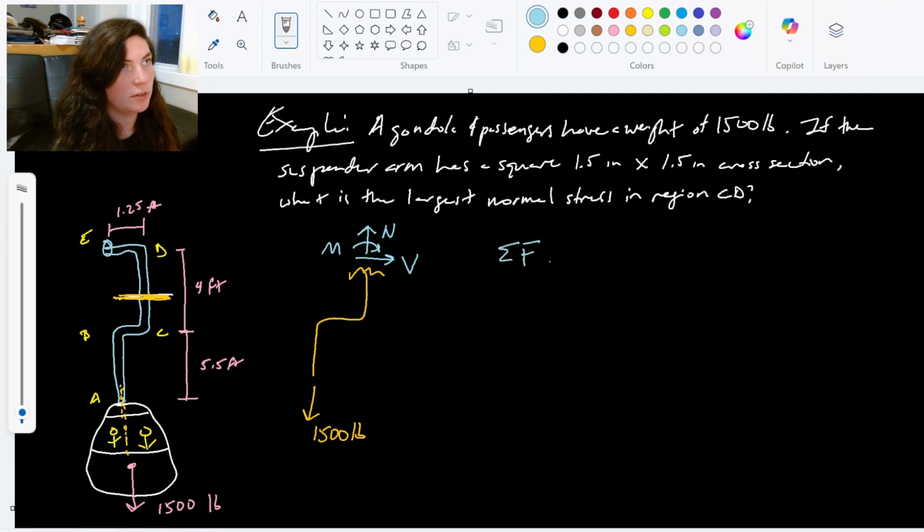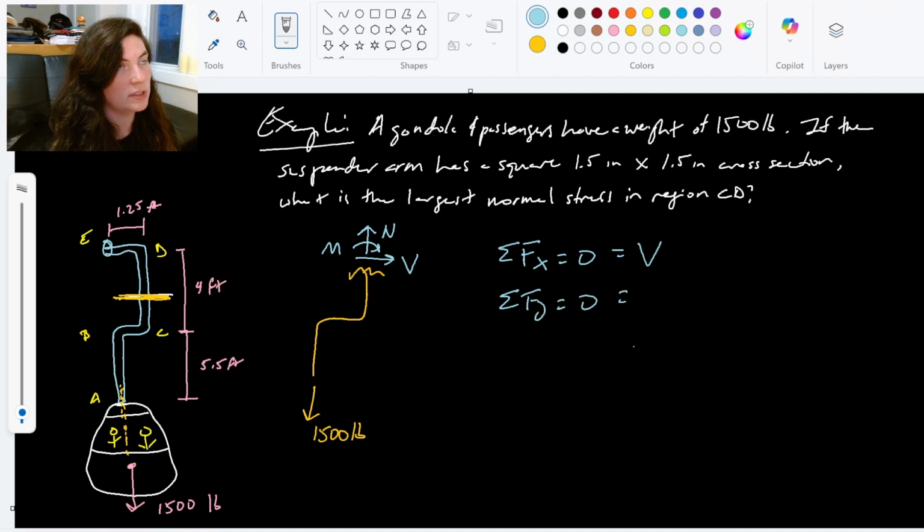Let's start with the easiest one first here. Our sum of forces in the x direction is 0, and there's no shear, right? Shear is the only thing in the x direction, but we don't really care about shear anyways because it's only asking us about the normal stress. So that works out perfectly fine. There's no shear anyways, no shear stress. So we can move on to our next one.